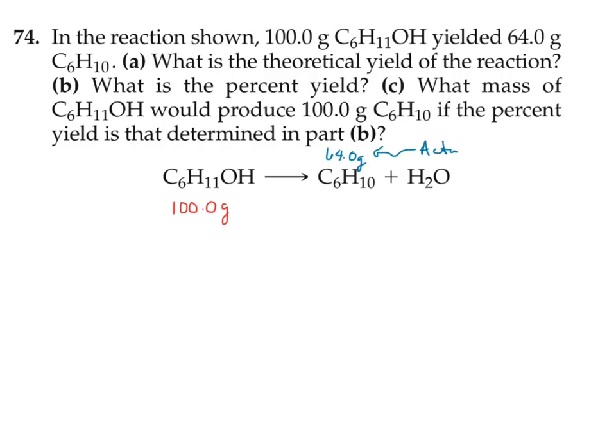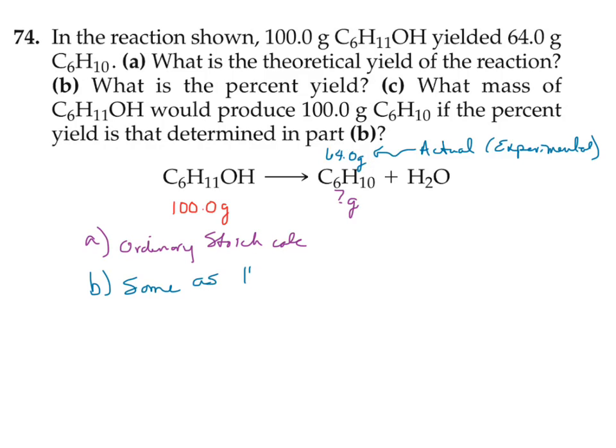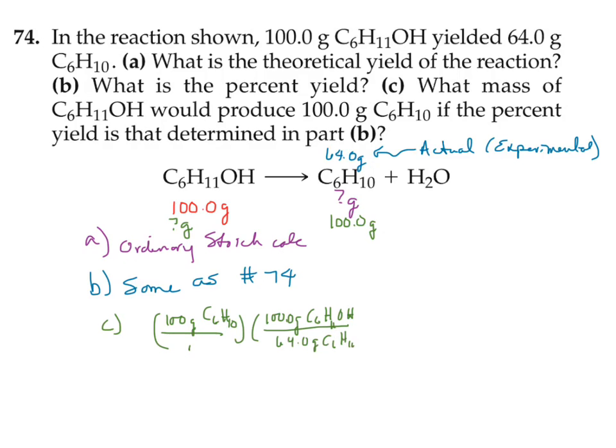The next one looks like this. Parts A and B are very similar to 73, A and B. So ordinary stoichiometric calculation for A, that would be your theoretical yield. For B, your percent yield, same as number 74B. For C, again, I'm going to post these like I usually do. I had to go back to my notes. I hate the C part on this one. So, for what it's worth, there are different ways to skin this cat for C, but that's probably the easiest. Okay? All right.